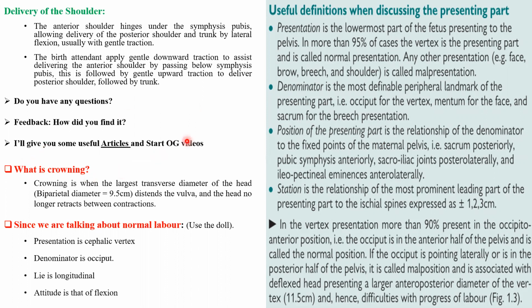At this point, the foundation year 2 may ask you, so what's crowning? You can tell him crowning is when the largest transverse diameter of the head, which is the biparietal diameter again, distends the vulva, and the head no longer retracts in between contractions. Do you have any questions? Usually the station will be finishing here. So I hope it was useful.